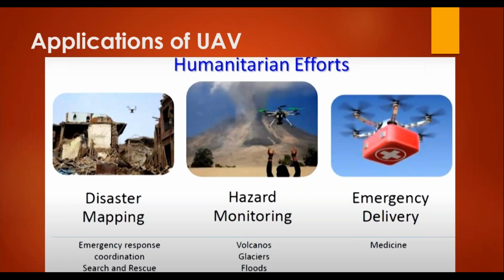Hazard monitoring: the volcanoes, glaciers, floods, where humans cannot go, the UAV can go. So that's why the drones are being used for emergency services, disaster management, or the places which are dangerous to humans. There the UAVs can be sent for the surveying and for the monitoring.